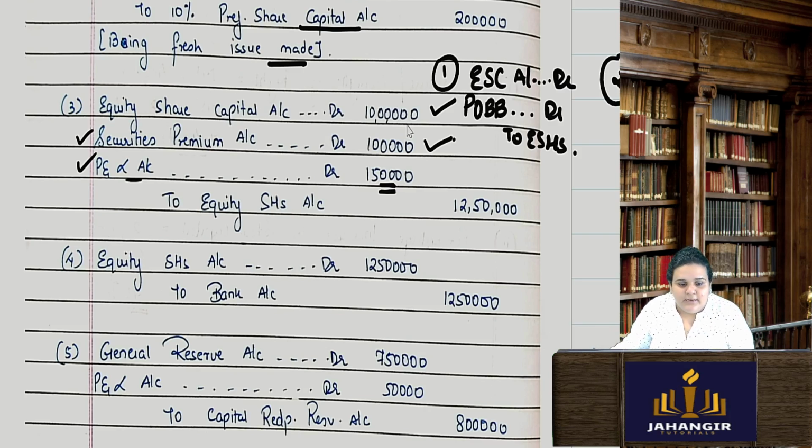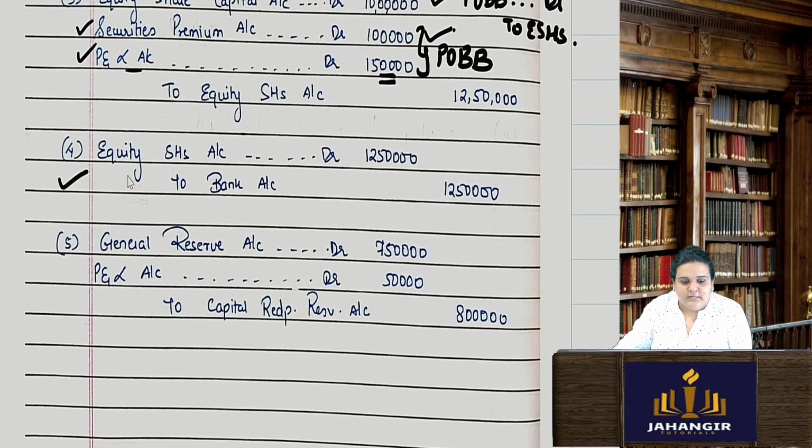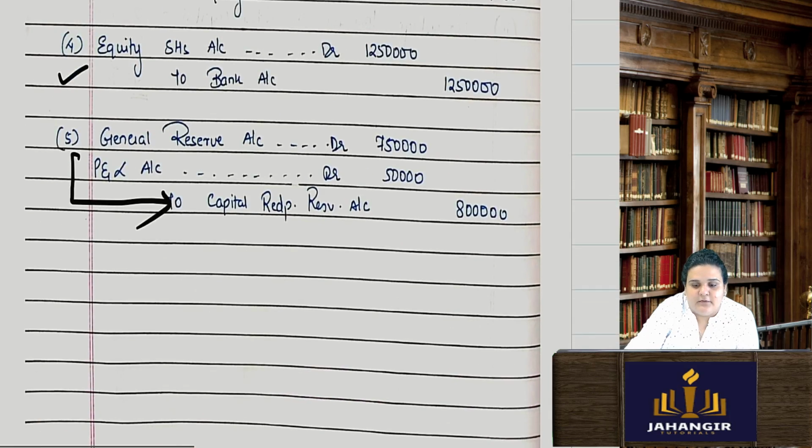Okay, so this is a combined journal entry. Equity share capital 10 lakhs. Securities premium I already have. This is for the premium on buyback. So I am using my premium account, P&L account to equity shareholders. Equity shareholders account debit to bank. And lastly, I'll transfer from my DP transfer to CRR. General reserve account debit, P&L account debit to capital redemption reserve account. Fine with this sum? Simple.